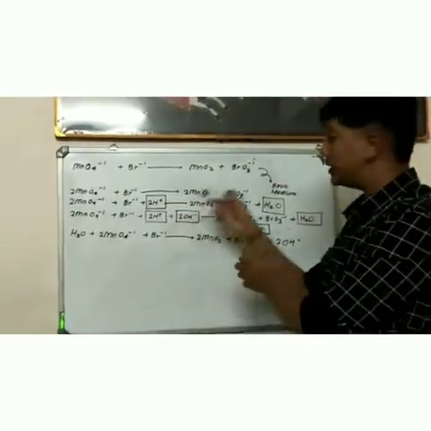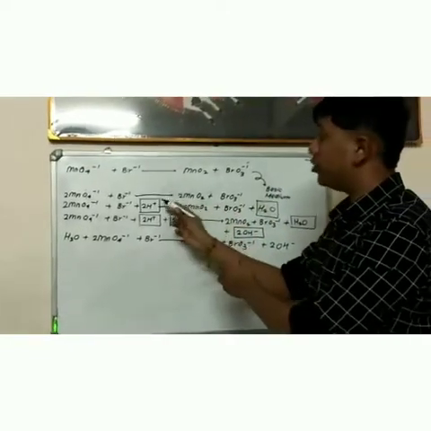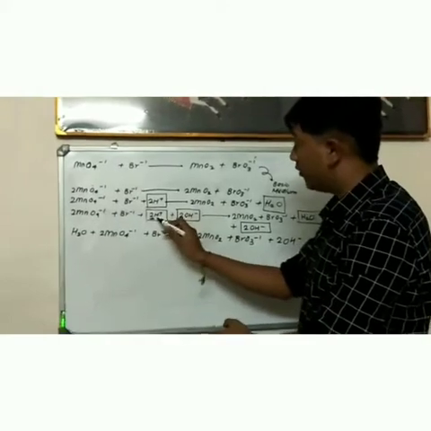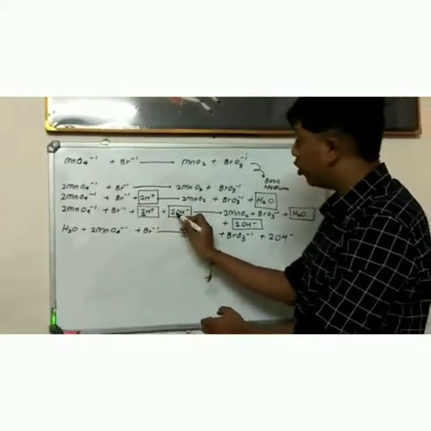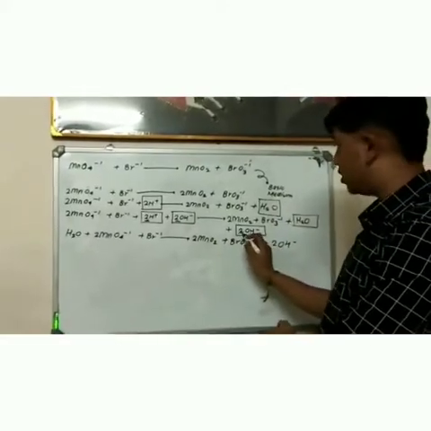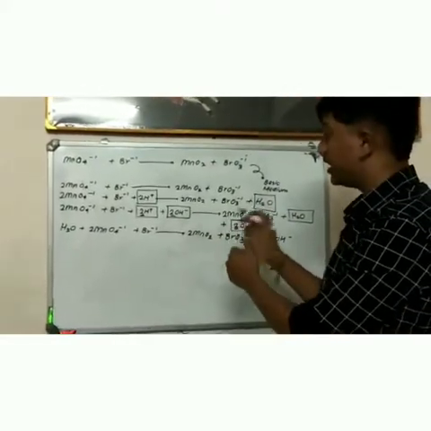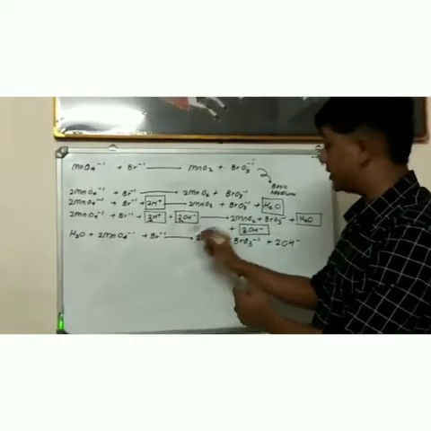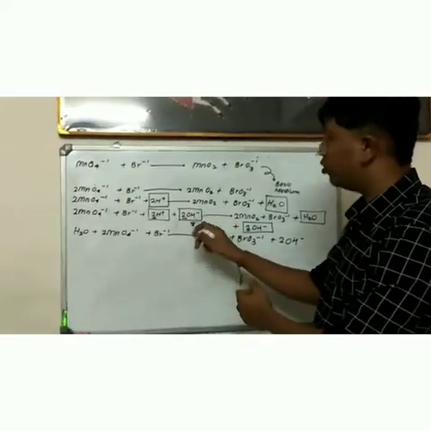But as we know it is a basic medium, we need to remove the H plus ions. So here there is a factor of 2. We will again add 2 OH minus ions on the LHS as well as on the RHS, so that it again gets balanced. We know 2 H plus ions plus 2 OH minus ions gives 2 H2O.